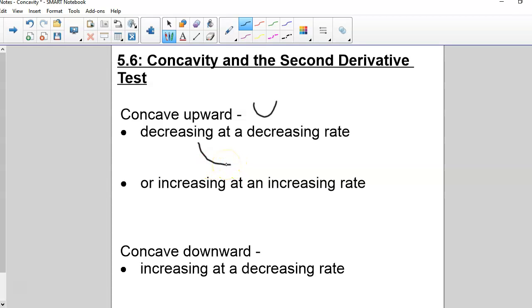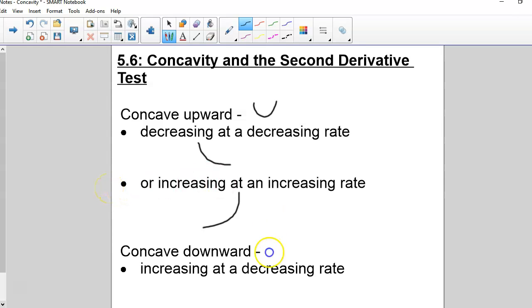That is concave up. Or you're increasing at an increasing rate. So you go up, and you start off really, really slow, but the rate at which you're increasing gets faster and faster and faster. So that would be increasing at an increasing rate. Both of those situations would be concave up.